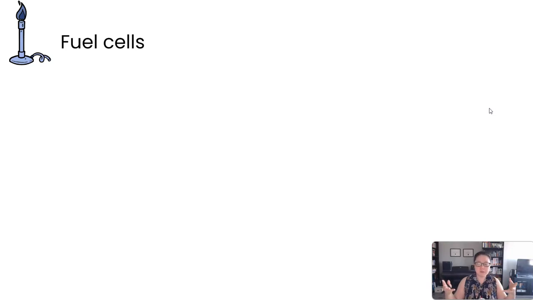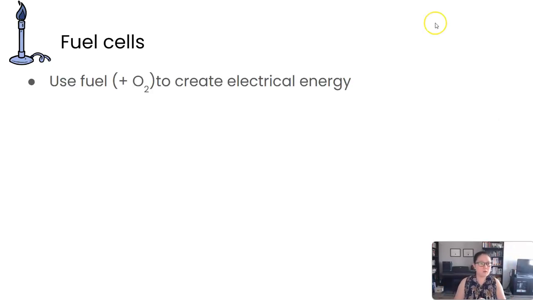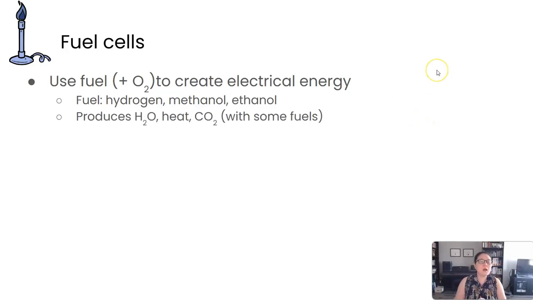In your fuel cell, you continuously add fuel to it, and that fuel gets used up, and then you get your electrical energy that way. So for these fuel cells, all of them use some kind of fuel and oxygen. They're still using redox reactions, and electrical energy is going to be formed using them. Some of the different types of fuels that you can find are hydrogen, methanol, and ethanol.